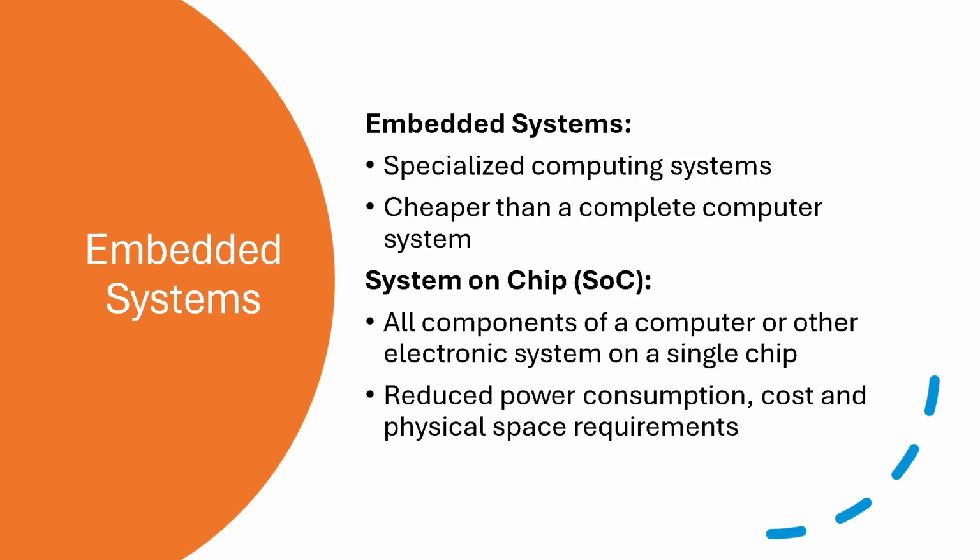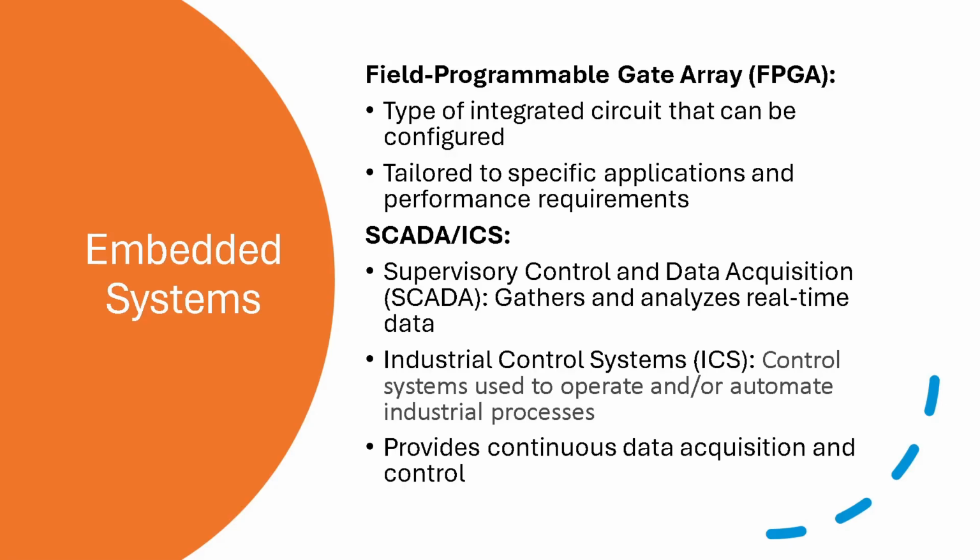System on chip, or SoC. An SoC integrates all components of a computer or other electronic systems into a single chip. This includes the memory, the GPU, the CPU, the input output ports, and storage, providing high efficiency and performance in a compact form factor. SoCs are generally small, cheap, and very power efficient.